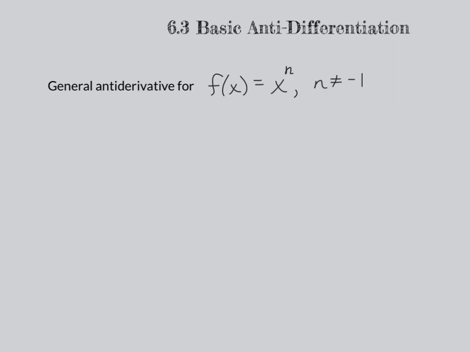Okay, the general antiderivative for x to the n, so long as n is not -1. Let's think about why n can't be -1 here. What would it mean if n was -1? Well, that means x to the -1, which is 1 over x. We already saw that the antiderivative for 1 over x is the natural log of the absolute value of x. So this is going to be our general rule for x to the n. N can be anything except for -1.